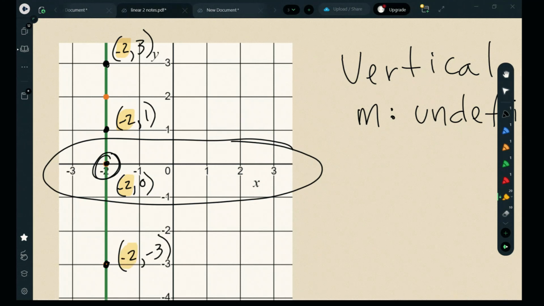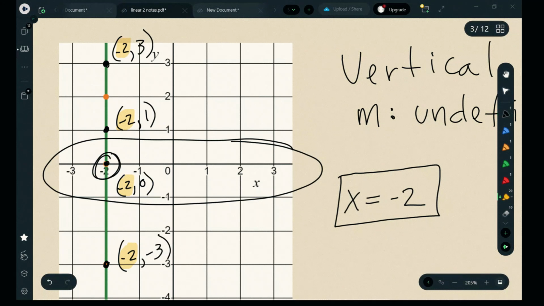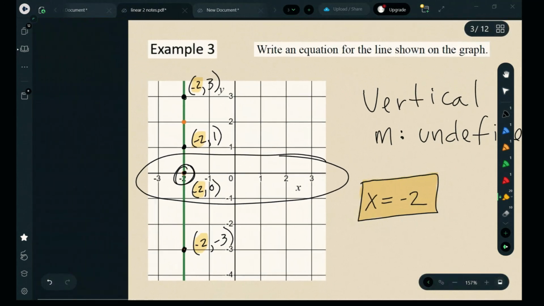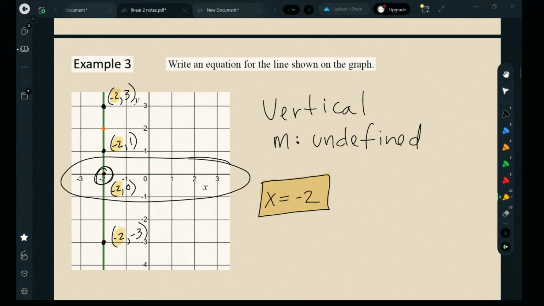So the way that we write the equation of this line is as simple as this. X equals -2. That's it. That's the equation of the line. If you go to Desmos and you type this in, you're going to see a vertical line going straight up and down through the x-axis at -2. That's all it is. So it's kind of an easy one when you have a vertical line like that.